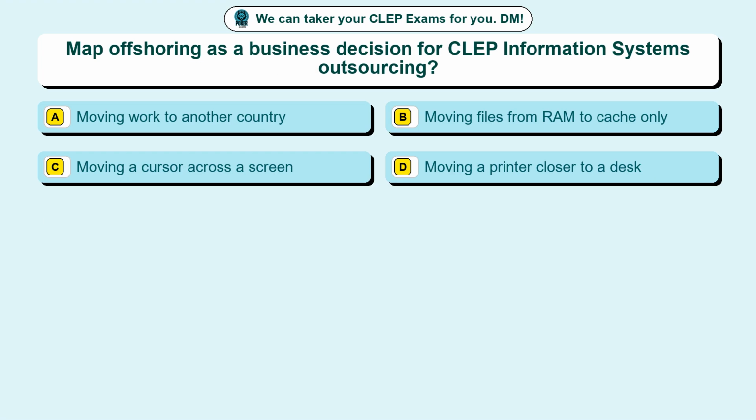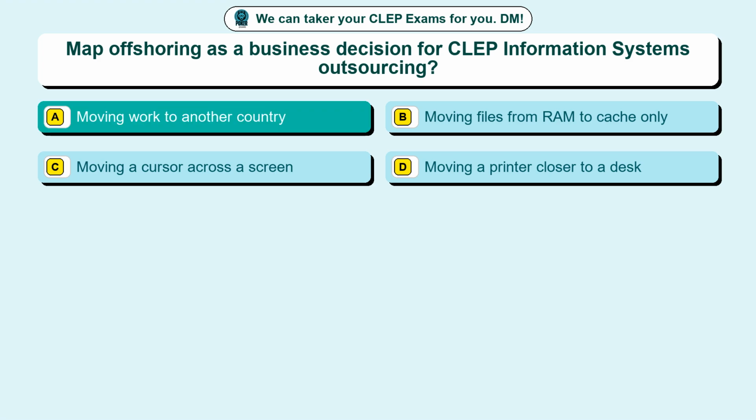Question 97. Map offshoring as a business decision for CLEP Information Systems outsourcing? Option A. Moving work to another country. Option B. Moving files from RAM to cache only. Option C. Moving a cursor across a screen. Option D. Moving a printer closer to a desk. The correct answer is option A.